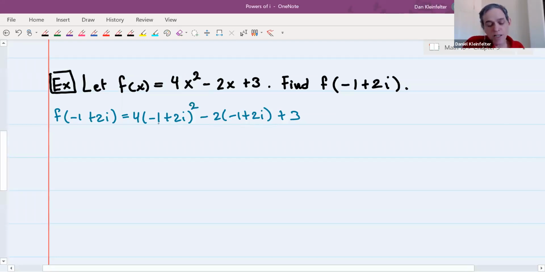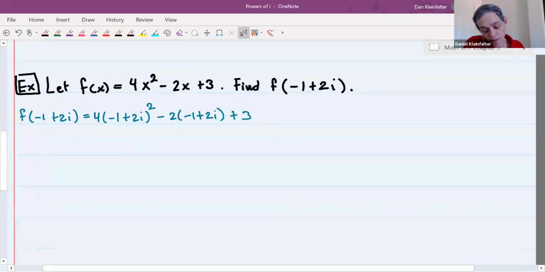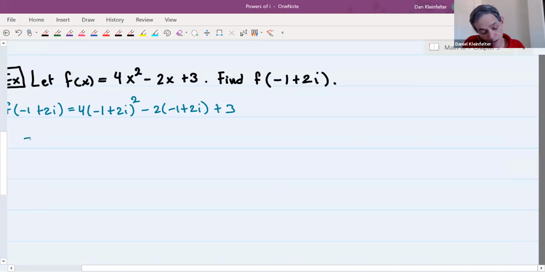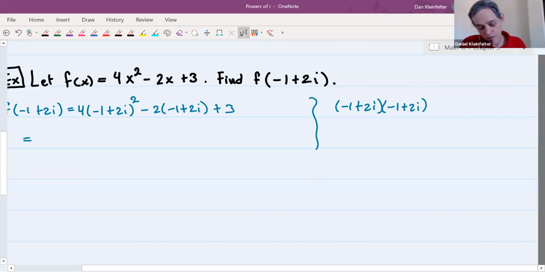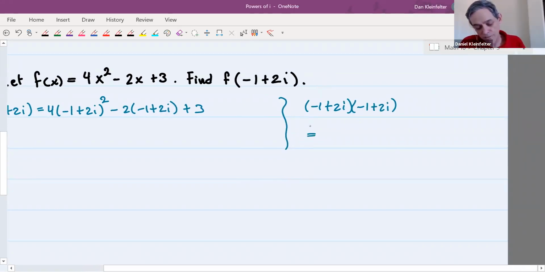So first thing I'm going to do is this exponent. I need negative 1 plus 2i squared. So I'm going to do that over here on my scratch paper. So we'll have negative 1 plus 2i times negative 1 plus 2i. If you know the perfect square trinomial formula, that will help you here and save you a little time, but I'm just going to go through the steps for you the long way here.